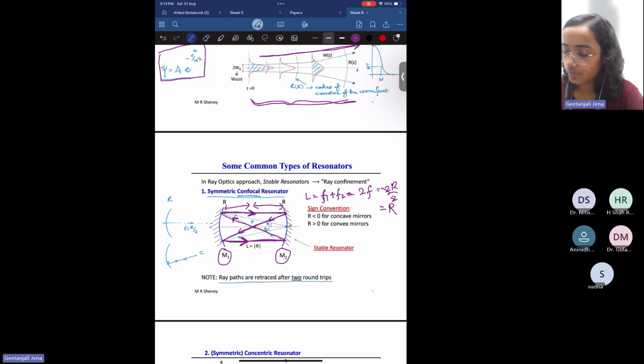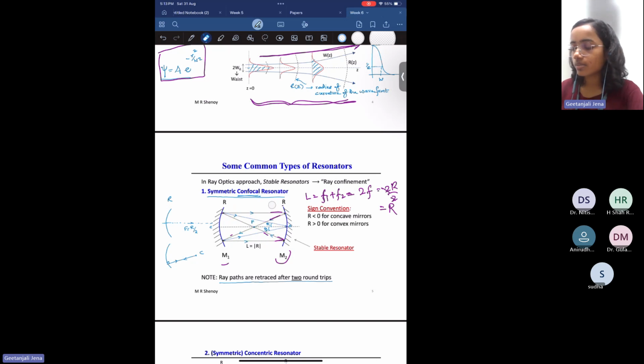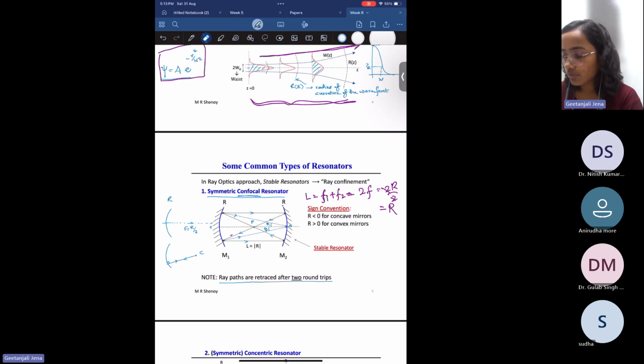Now it will be a complete round trip. So now the ray will again follow the same path after this round. So here you see after two round trips, this ray retraces the path. Round trip here indicates how many times it is coming to the same mirror. If you see, it is going through this mirror, then it comes here. So that is the first round trip. Then it again goes through this mirror, then it again gets reflected to the first mirror. So that is the second round trip. So after two round trips, it will again follow the same path.